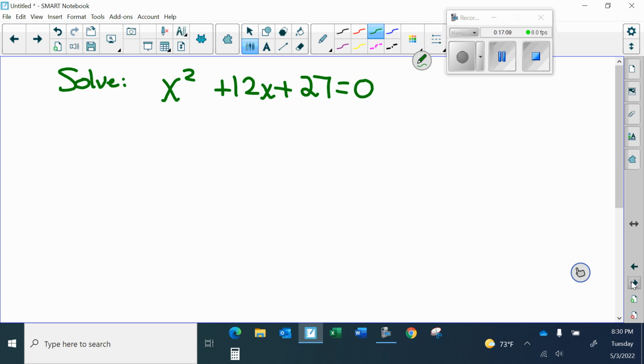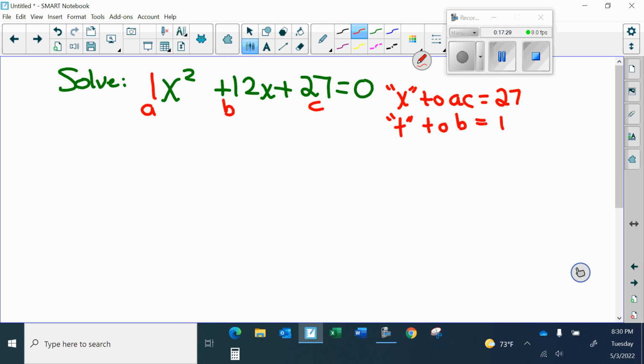Solving goes one step further than what we just did. Okay, so again, multiplies to AC. Again, if you need to write down A, B, and C, go ahead and do that, so you make sure you multiply correctly. 1 times 27 is 27, and it adds to B every time. B we see right there is 12. Remember, it's got to be written in standard form first, highest degree down.